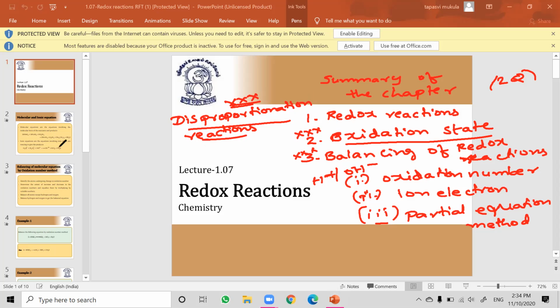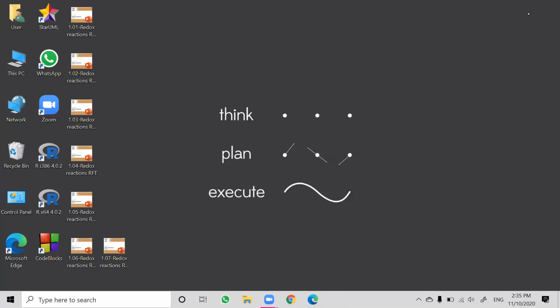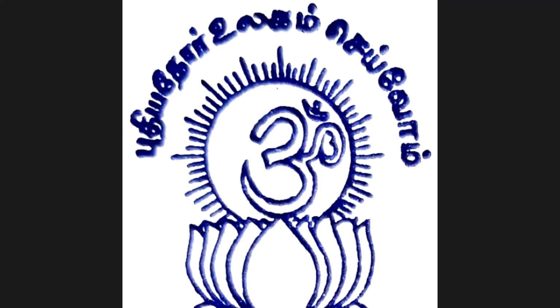And whatever slides are given to you, please make them into notes in your classwork. If you write the slides' matter and do the numericals as it is, like what we have done in the lecture, you can do it easily and understand easily. I hope it is clear. So finally, we have completed these redox reactions. This chapter is most important. So I'm completing my class. Please note it down and do accordingly.